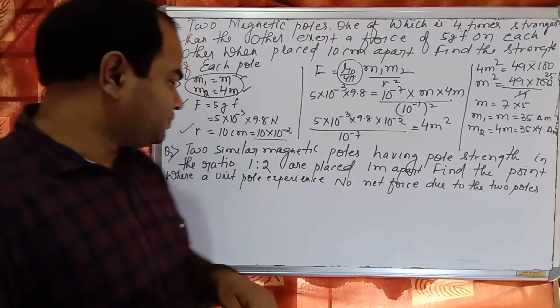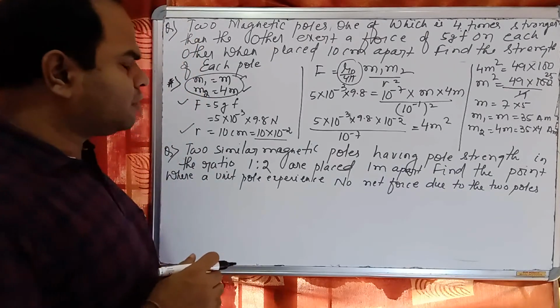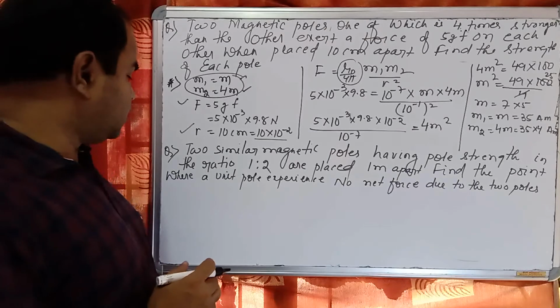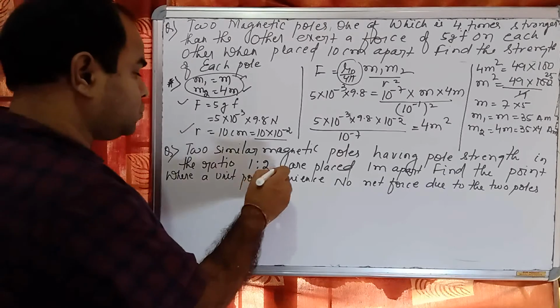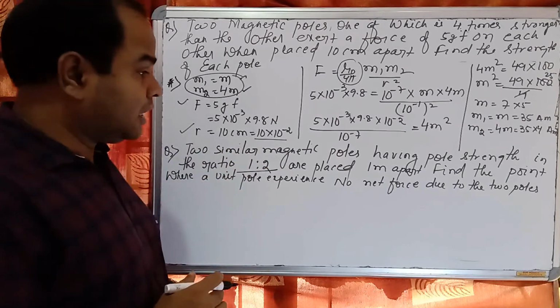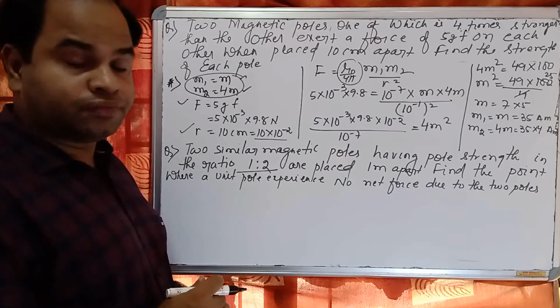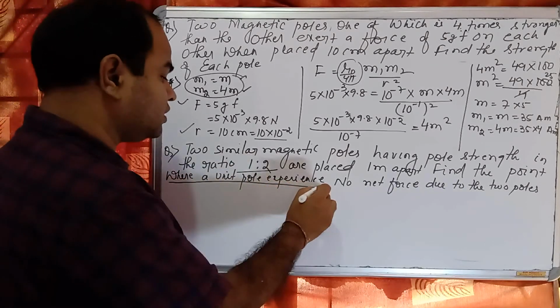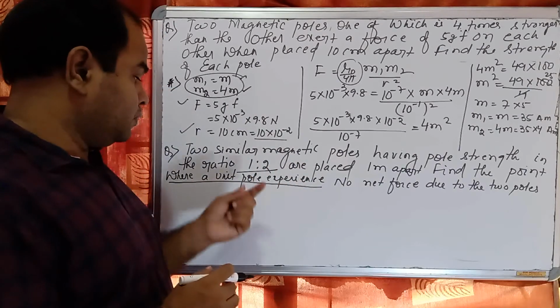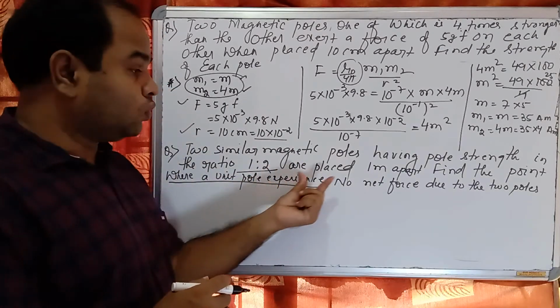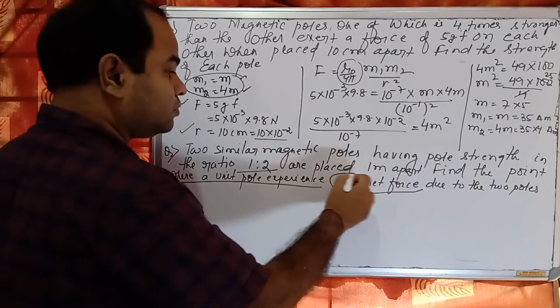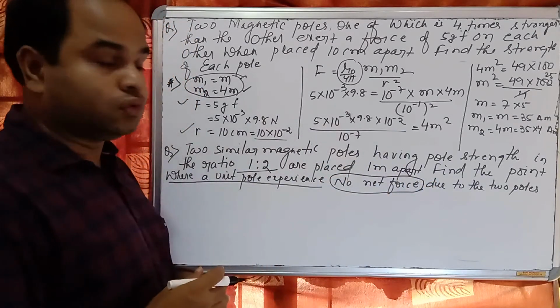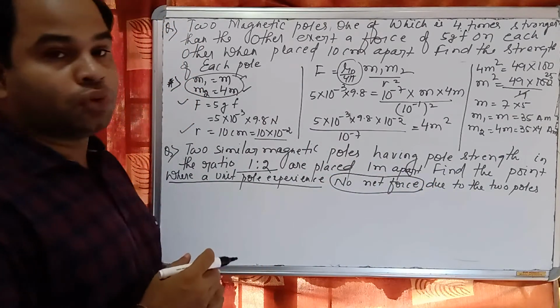Next question is, two similar magnetic poles having pole strength in the ratio 1:2 are placed 1 meter apart. Find the point where a unit pole experiences no net force. This is important, no net force due to the two poles.